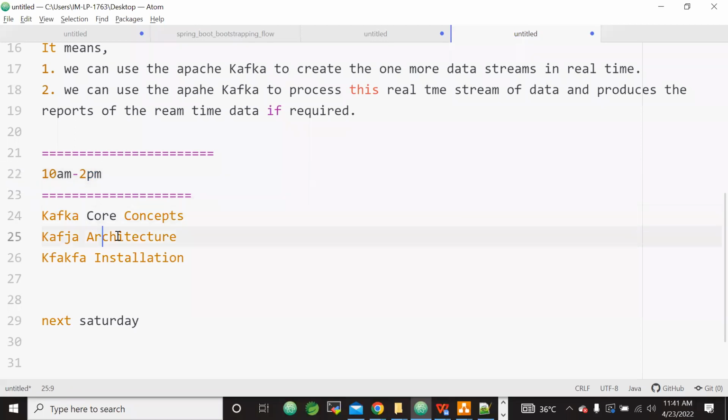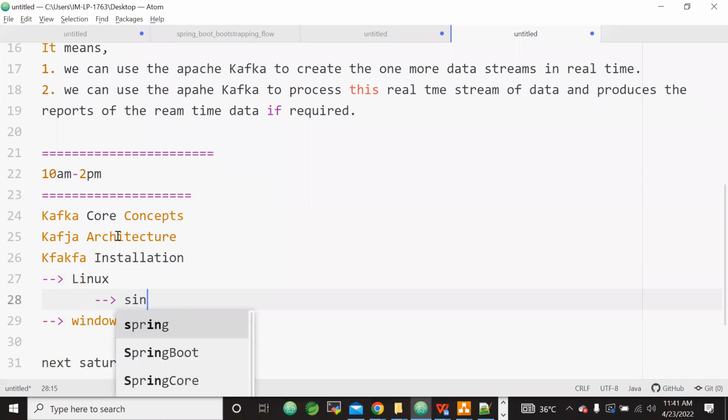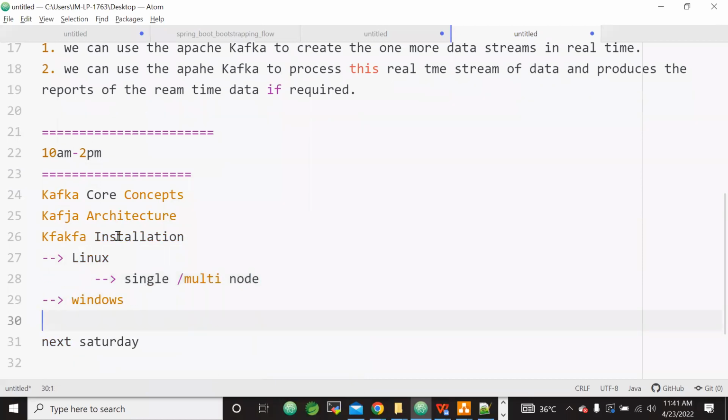So Kafka core concepts, Kafka architecture, Kafka installation. This installation we will see on Linux, and then on Windows. And again, this installation of type single node architecture and then multi-node architecture. So there are in-depth concepts you will see here.